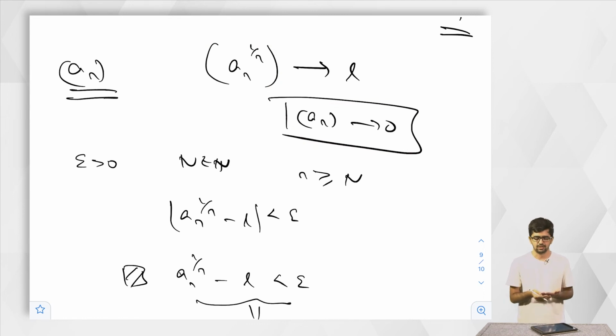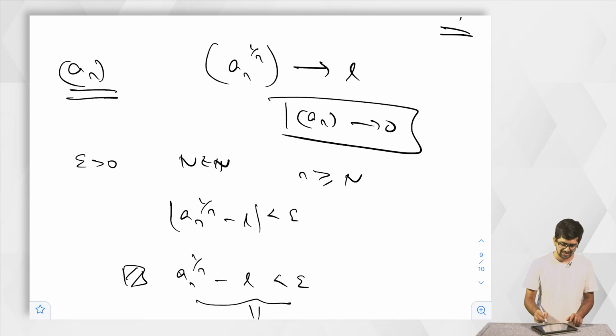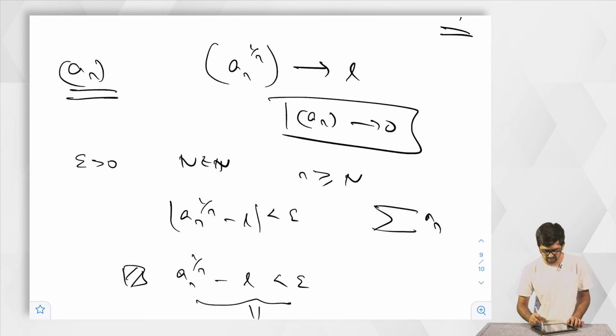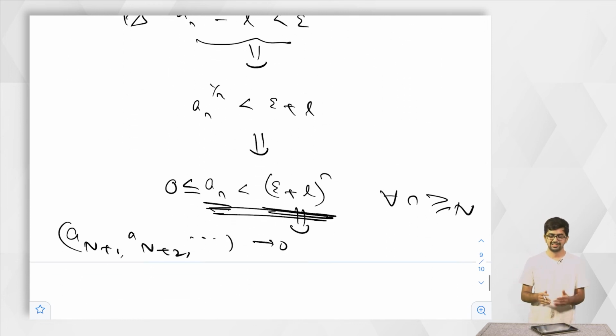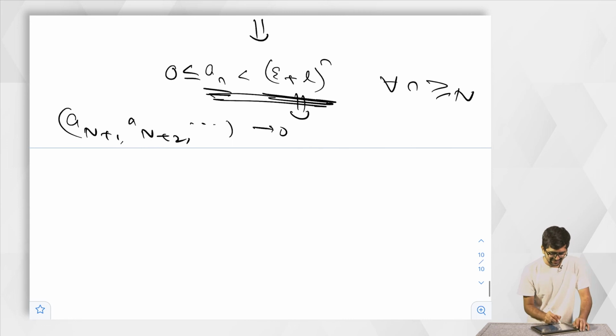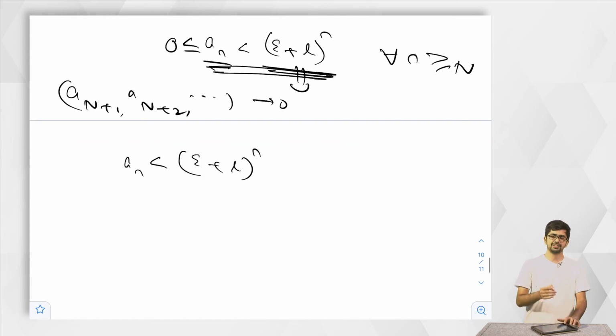Again the same thing we should ask: for such kind of sequences, is the series, n equal to 1 to infinity, convergent or not? It may be boring for you because I am doing the same thing that I have done before, but people give different names for those two, so I have to do it. So what we have is the following: a_n is less than (epsilon plus L) power n, and this is true for every n greater than or equal to N.